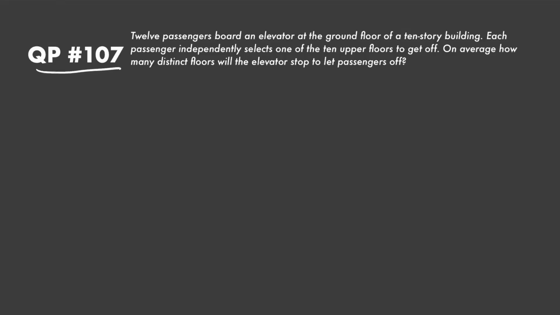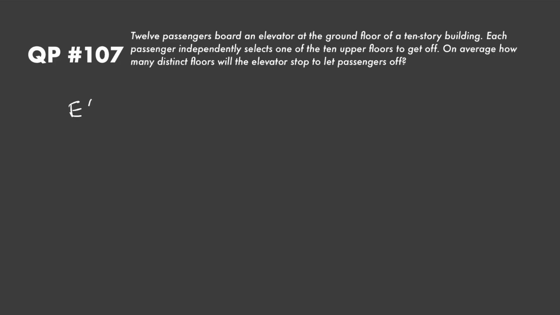Hello everyone, today let's take a look at QP 107 where we have 12 passengers who board the elevator at a ground floor of a 10-story building, and each passenger independently selects one of the 10 upper floors to get off on. On average, how many distinct floors will the elevator stop at to let passengers off? So we need to find on average how many distinct floors the elevator will stop at.